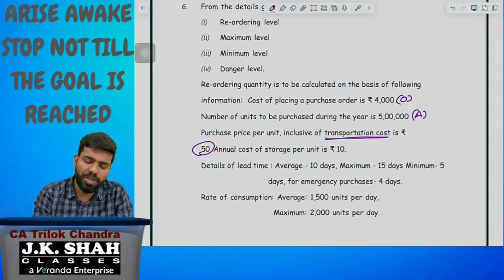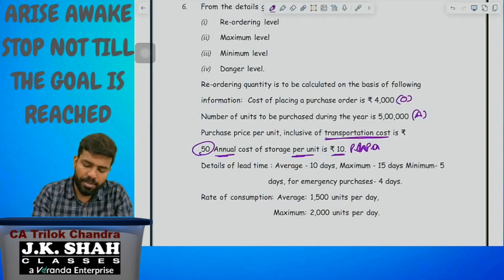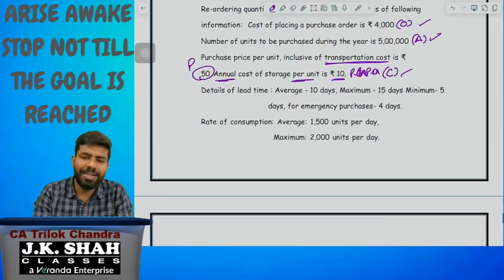Annual cost of storage per unit is 10 rupees. Look at the wording, annual cost per unit. Nothing but 10 rupees per annum per unit, or per unit per annum. So this is the carrying cost. C, A, O are given and purchase price is given. Now look at this. Details of lead time. Average lead time is 10 days. Maximum lead time is 15 days. Minimum lead time is 5 days. Emergency lead time is 4 days.